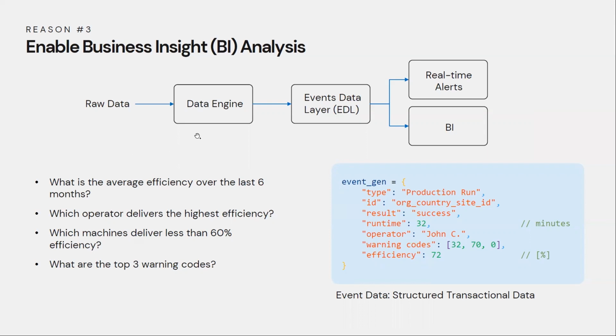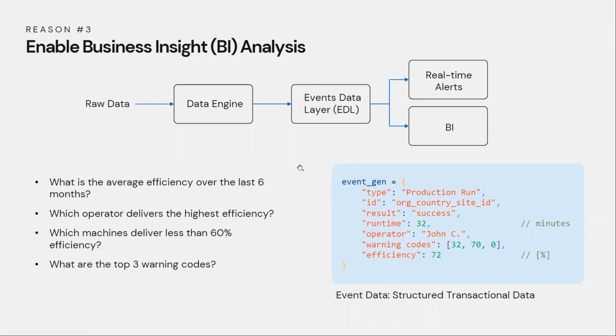So when we think about a data engine, it takes in raw data, converts raw data into events, and we build this events data layer, or EDL, that basically stores all the events into a database or data warehouse. And with this data, you can directly get real-time alerts, but you can also perform very powerful BI.